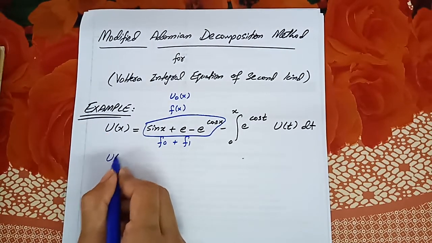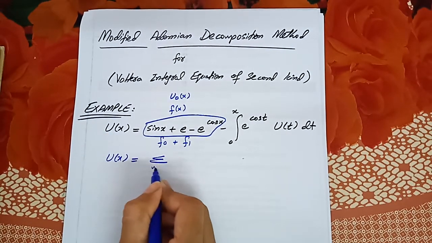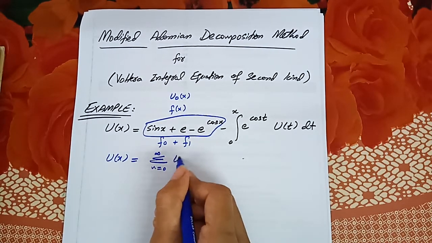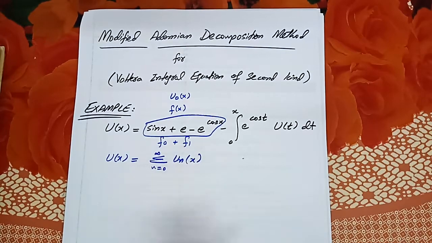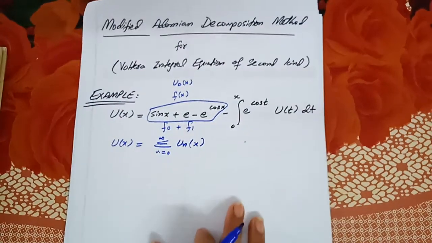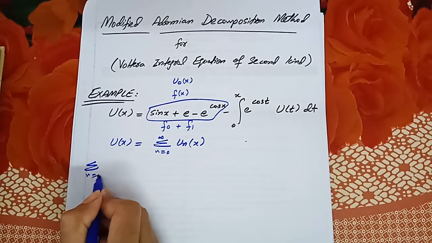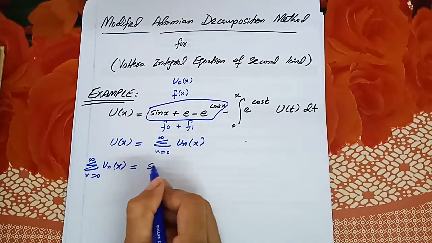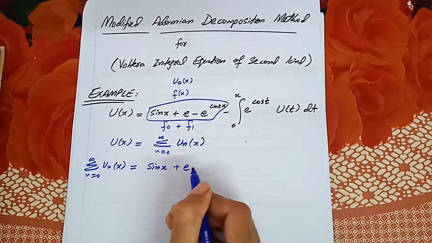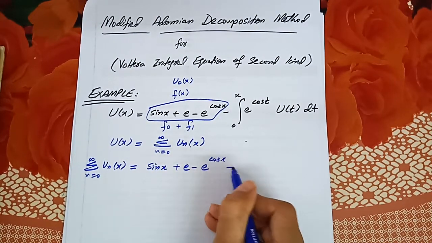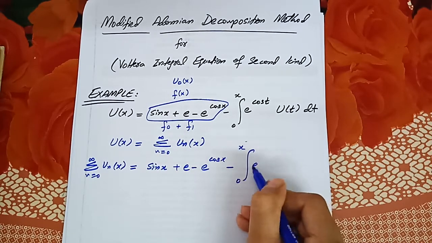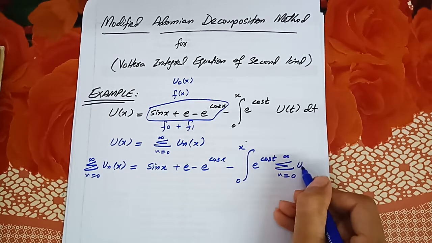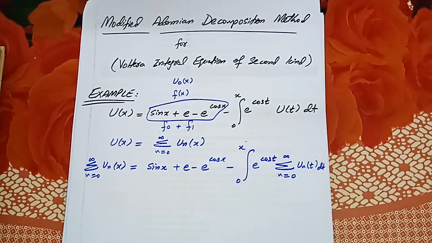First of all, we replace u of x as the sum from n equals 0 to infinity of un of x. Now let's replace it here. You will get summation n equals 0 to infinity un of x equals sine of x plus e minus e cosine of x minus integration from 0 to x e cosine of t summation n equals 0 to infinity un of t dt.